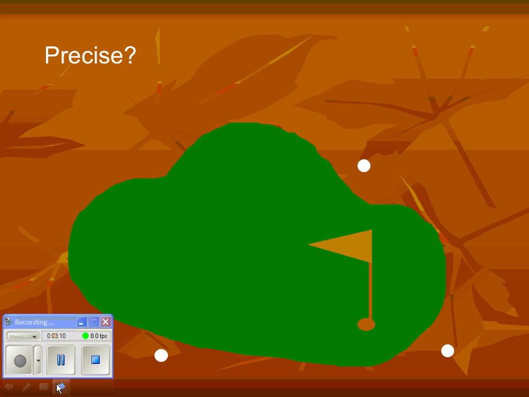Are we precise? No, we're not. Are we accurate? We don't know. It could possibly be accurate. You may have been aiming for that, to get that close to the green, or you could have been inaccurate. You could have every single time been shooting for a hole-in-one, but yet we didn't get there.